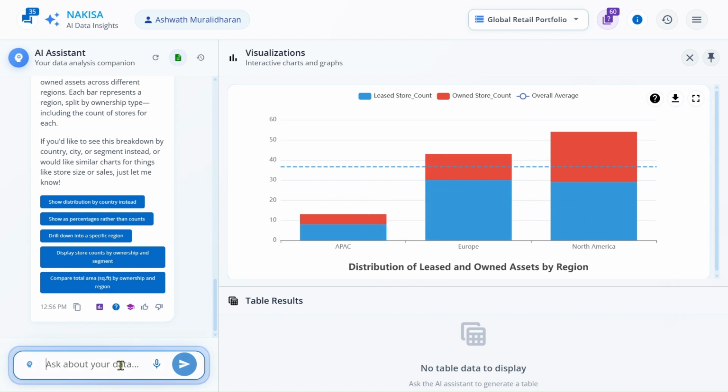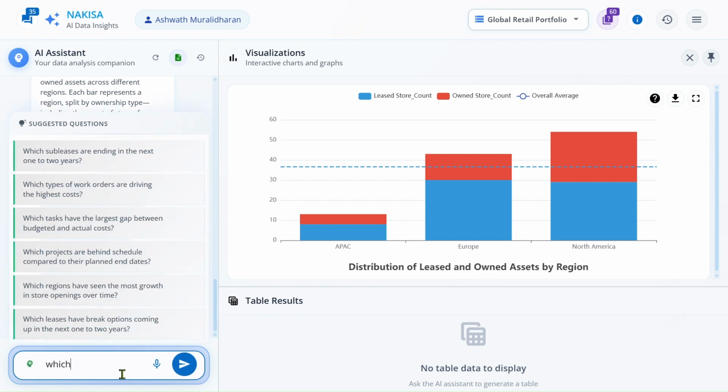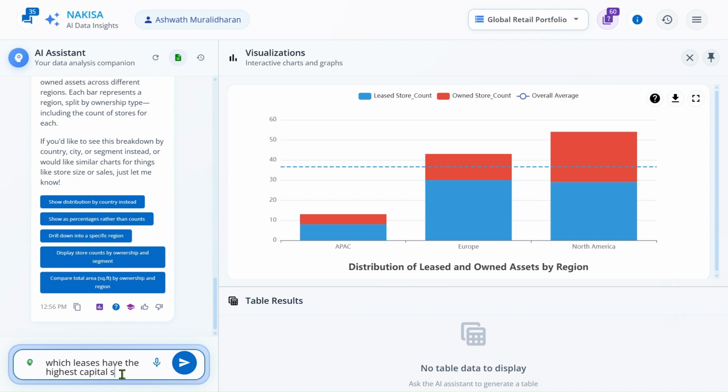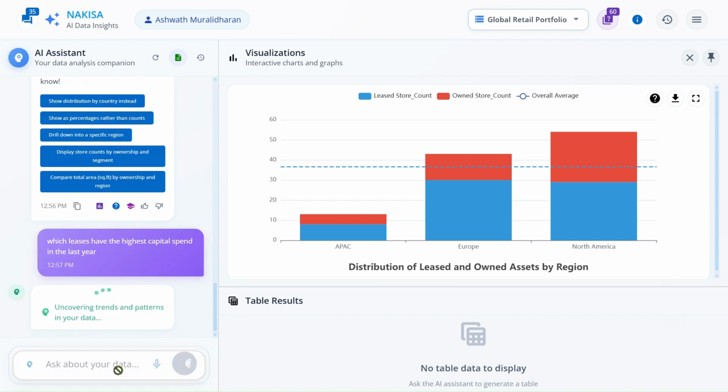Now, let me understand this a little further. And for that, I can either use the sort of questions that are served up or ask my own questions like I did earlier. So let me say, which leases have the highest capital spend in the last year? So this is a multi-level analysis. So it's going to first try and understand what capital spend means, and then come up with a mathematical way to aggregate capital spend based on its definition and serve up the results.